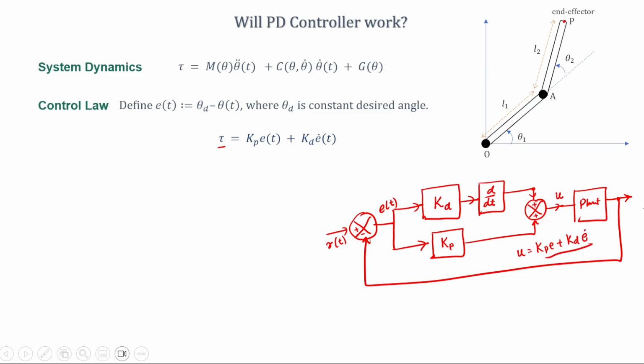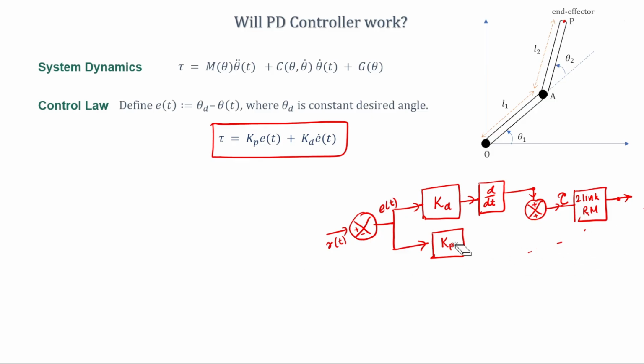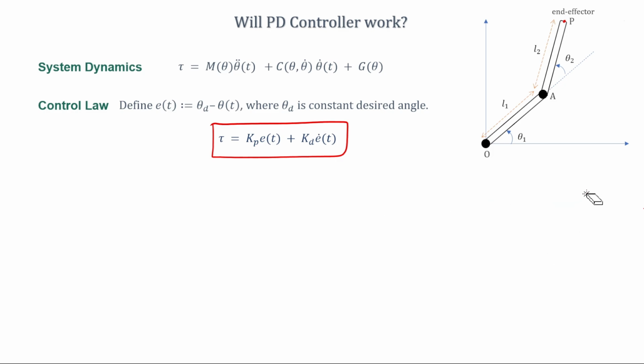And here in this case our plant is the two-link robotic manipulator, and the input here is tau. That is what we are writing: tau is equal to kp e plus kd e dot. So we are saying, let us see whether a simple PD controller that we have been doing for so long helps us to get the desired joint angles. If this is the control law, let's see how it works.